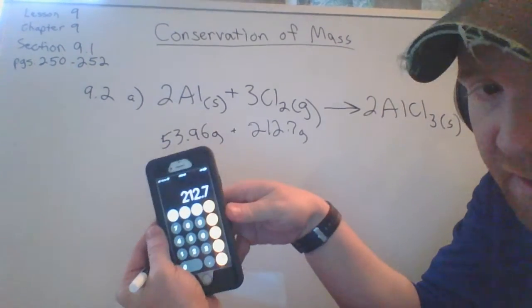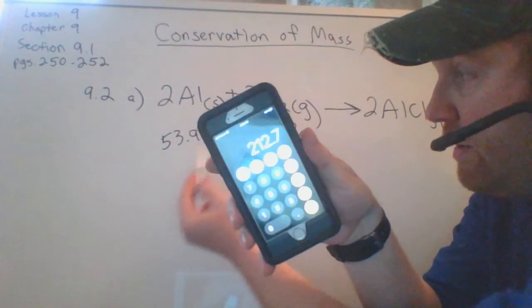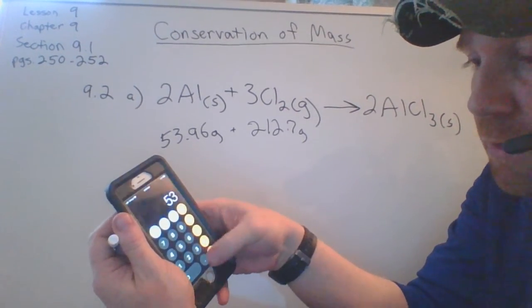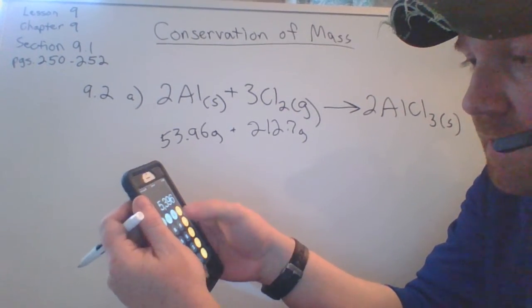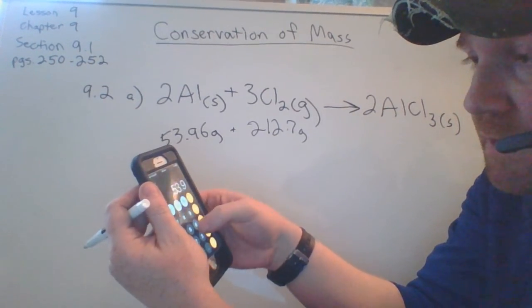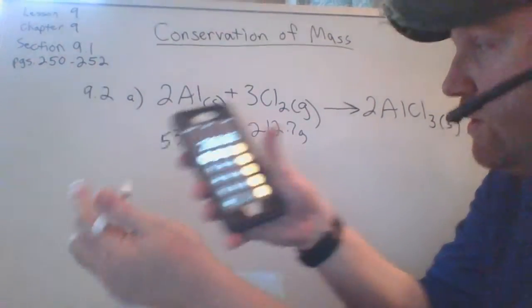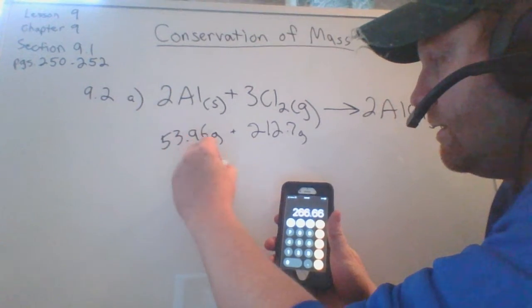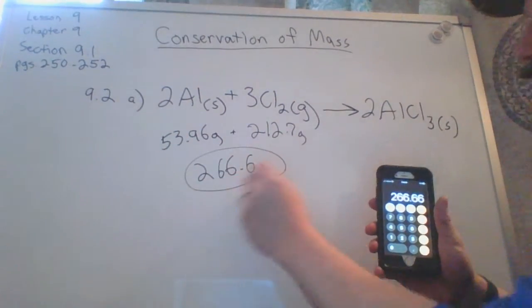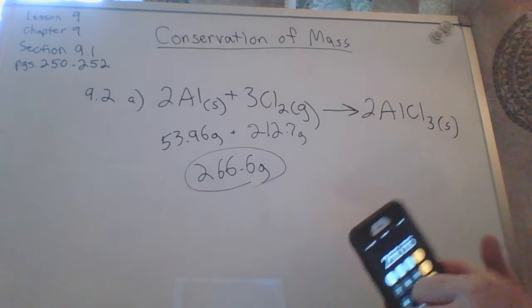Let's add that up. I'm going to take my 212.7 and add 53.96, which equals 266.6 grams. That is the reactant side. Let's take a look at our product side.